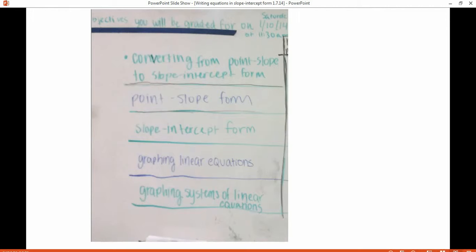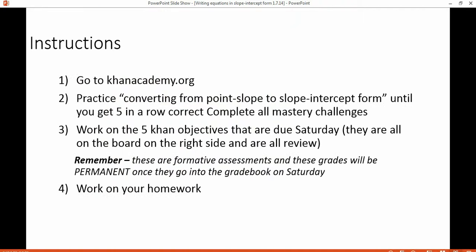I'm taking grades on Saturday at 11 a.m. So go to Khan Academy, practice converting from point-slope to slope-intercept form until you get 5 in a row. Work on the 5 Khan objectives that are due Saturday. They're all on the board and they're all review. And remember, these are formative assessments and these grades are going to be permanent once they go into the grade book on Saturday. After you're done with all those things, you may work on your homework.